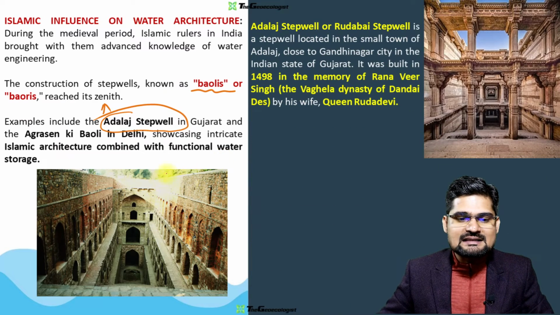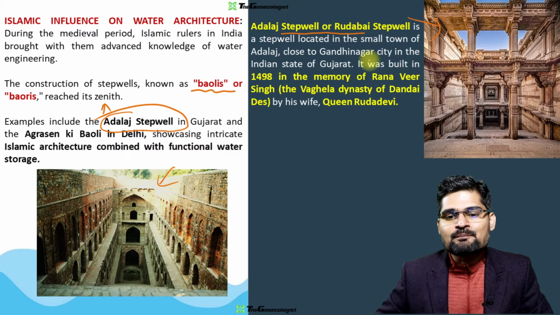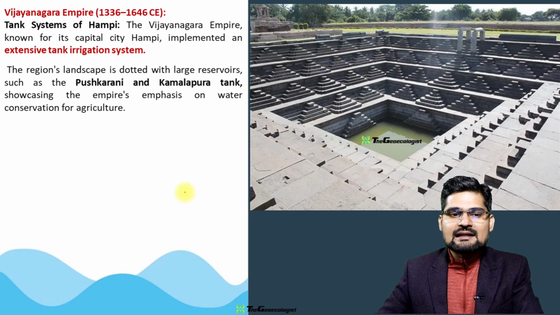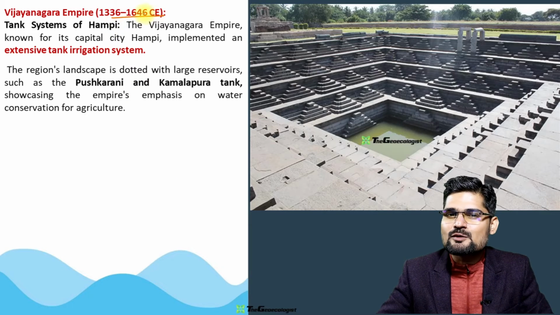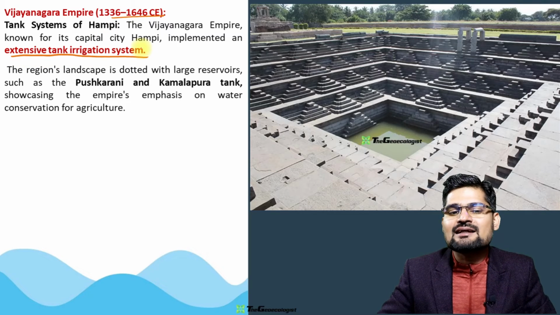So if you look into it, this is Agrasen ki Bauli and this is the Adlaj step well, which is very famous here. Right? The Waghela dynasty created it in Gujarat. And then, come to the Deccan and you see the Vijayanagar Empire and its contribution. If you look into the Vijayanagar Empire's contribution here, an extensive tank irrigation system.